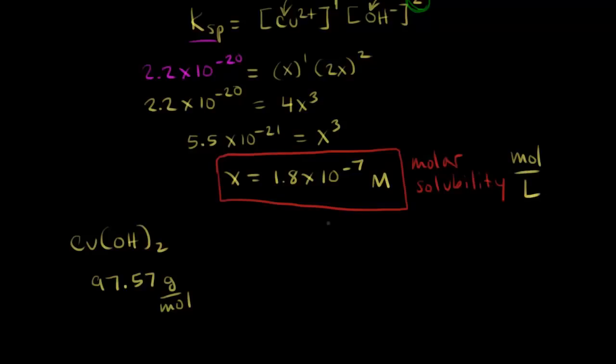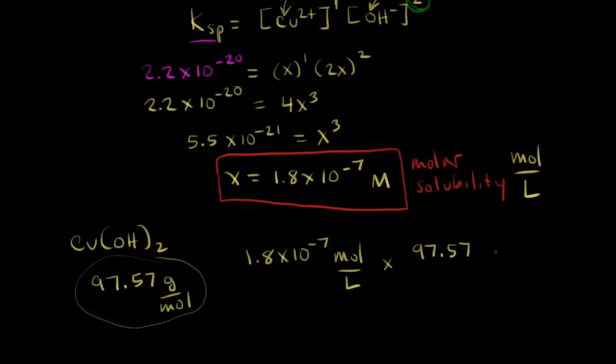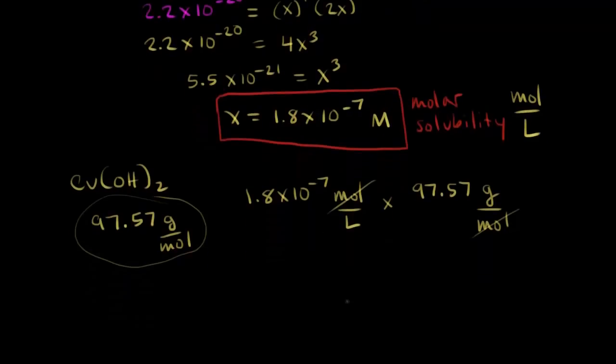If we want to go to solubility in grams per liter, let's look at our units and see what we'd have to do. We have 1.8 times 10 to the negative 7 moles over liters. If we want to get to grams over liters, all we have to do is multiply the molar solubility by the molar mass, because the units for the molar mass are grams over moles. If we multiply, the moles cancel, and we'll end up with grams over liters.